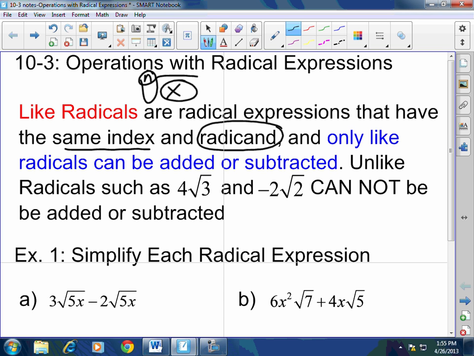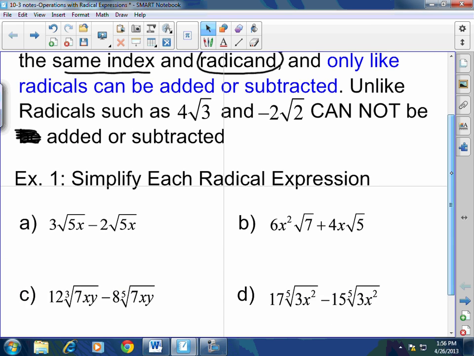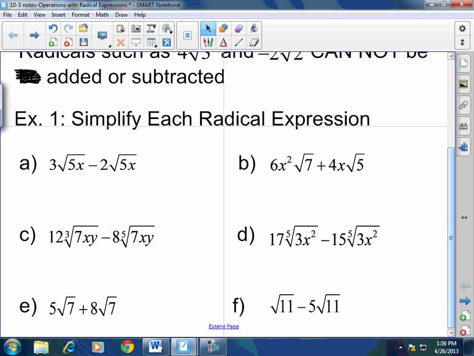Only. Unlike radicals, such as 4 radical 3 and negative 2 radical 2, cannot be added or subtracted. So let's talk about this. Let's see what I'm talking about. 3 square roots of 5x minus 2 square roots of 5x. Do they have the same index? Do they have the same radicand? So what is 3 square roots of 5x minus 2 square roots of 5x? 1 square root of 5x. Done.